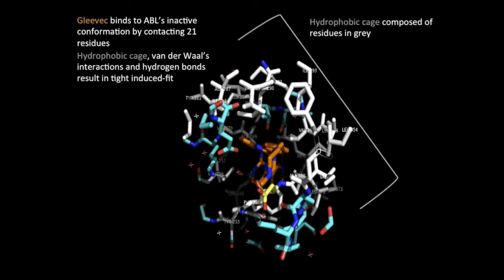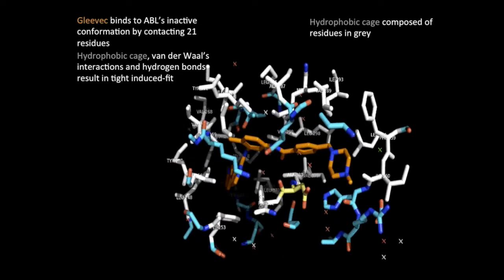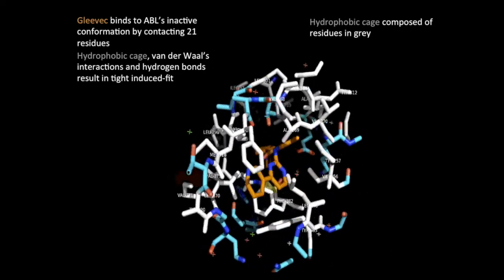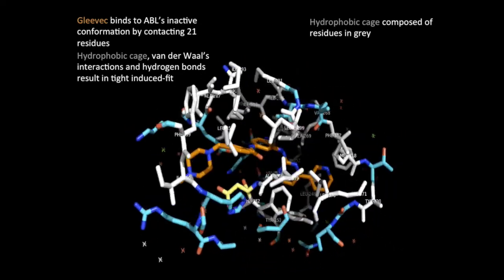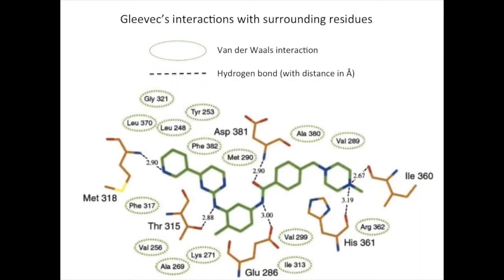While binding with the A loop involves no structural changes, binding with the N lobe involves an induced fit mechanism that increases surface complementarity. This is characterized by the creation of a hydrophobic cage around imatinib that results in further van der Waals interactions as well as a network of hydrogen bonds with not only the kinase domain but also surrounding water molecules, giving rise to an extremely tight fit that is responsible for the stability of the inactive state as well as Gleevec's high specificity.